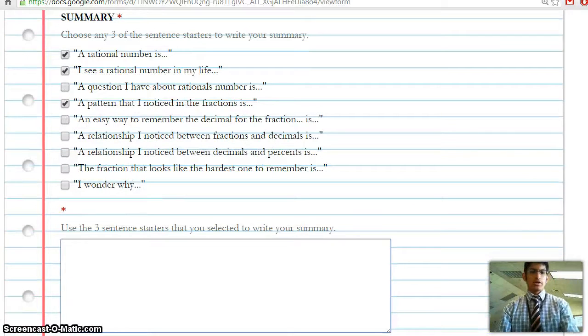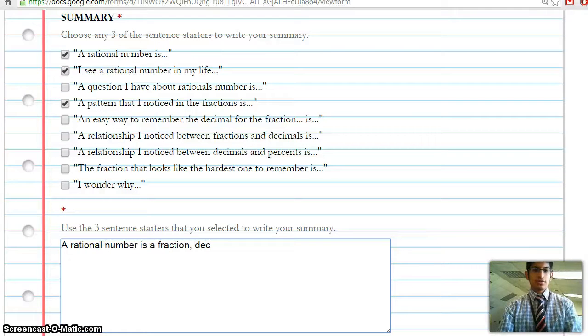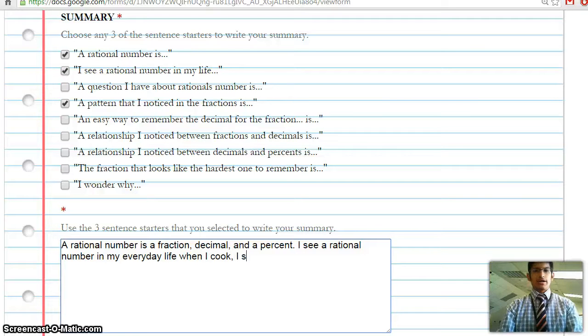So I'm going to say, a rational number is a fraction, decimal, and a percent. Sorry, it's all three of those, and a percent. And that'd be your first sentence. Your next sentence would be, I see a rational number in my everyday life when I cook. I see fractions. So something like that. So you're going to use those sentences, and you can choose any three that you want to pick. You can actually write more, but I'm only going to want you guys to write three, and you're going to write your summary using these sentence starters.